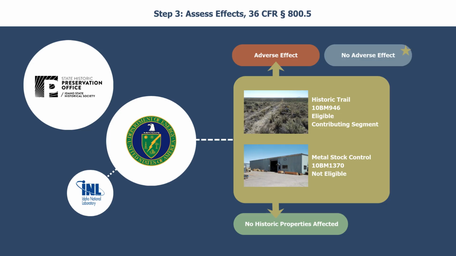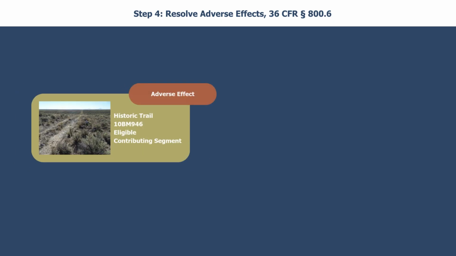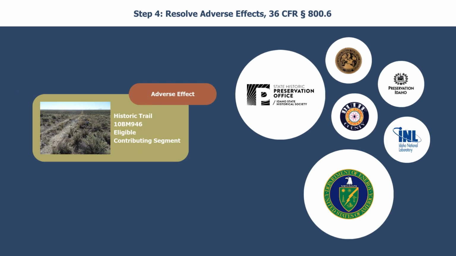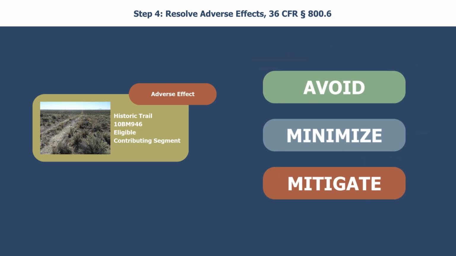If the project will harm historic properties, the agency works together with the SHPO, tribes, and all other parties to look for ways to avoid, minimize, or mitigate the damage. The goal isn't to stop a project. It's instead what we call a process law that guarantees preservation is considered in the federal decision-making process.